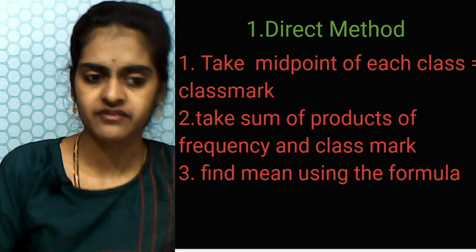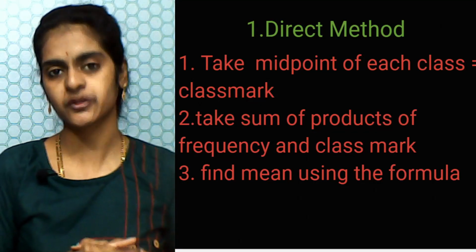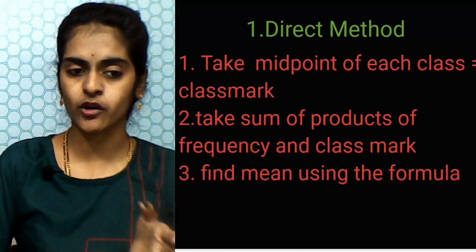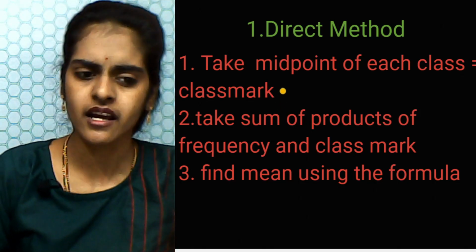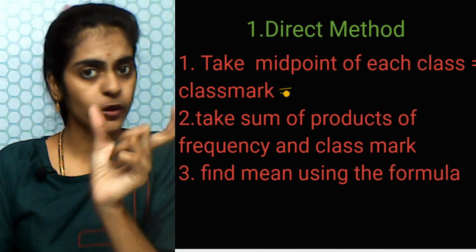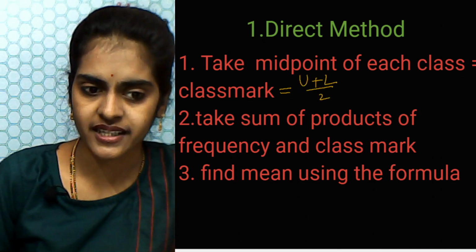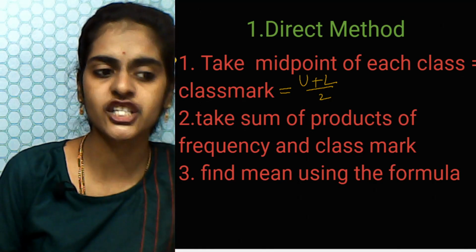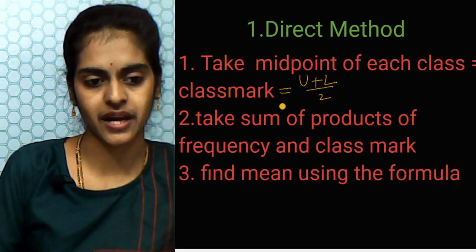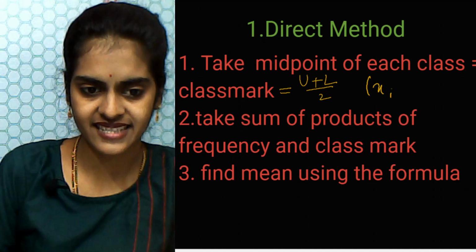In the direct method, we will take the midpoint of each class interval, and that midpoint you call the class mark. Now, how do we calculate the midpoint? For the class interval, the midpoint is the upper class limit plus the lower class limit divided by 2. So this midpoint is what you call the class mark. After taking the midpoint, you denote the class mark by xi.